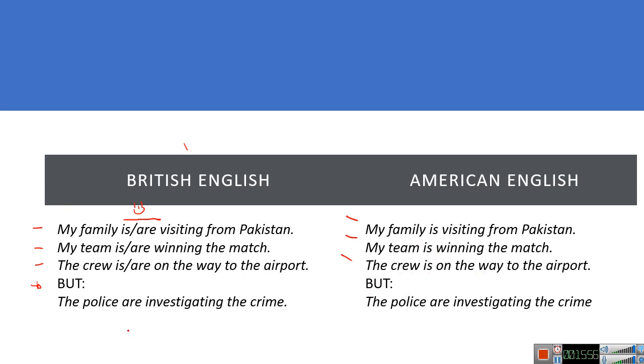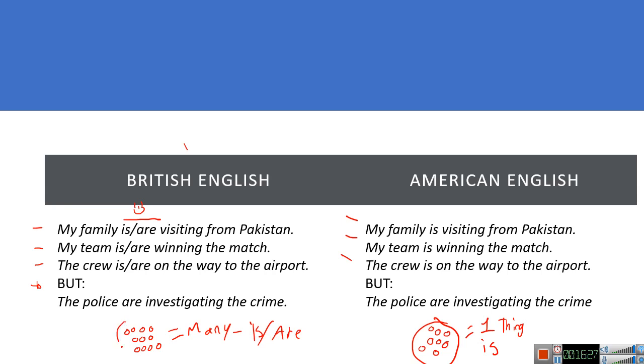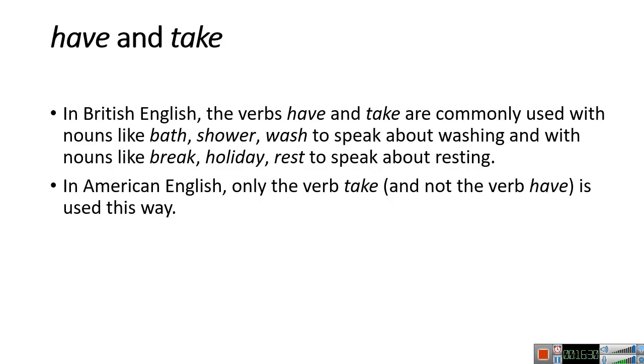So you notice how in British we're thinking of a group as individuals, whereas in American we think of a group, so a single unit. This is many, and this is one thing. That is why we use the verb is, and here we can say is or are. That is the reason why. Now that was about groups and how we use the verbs is and are.